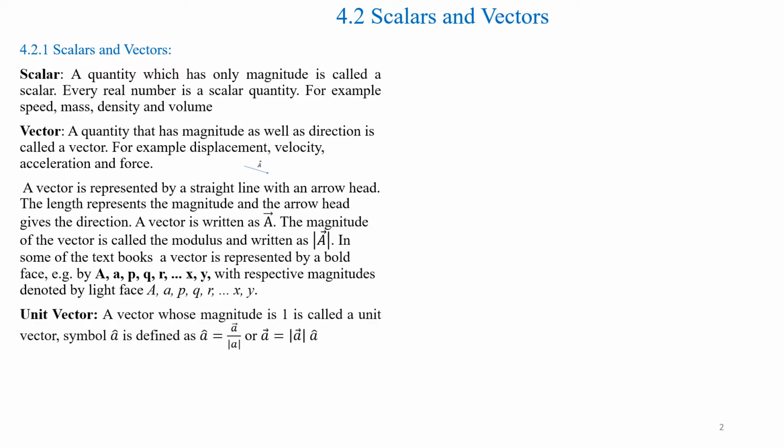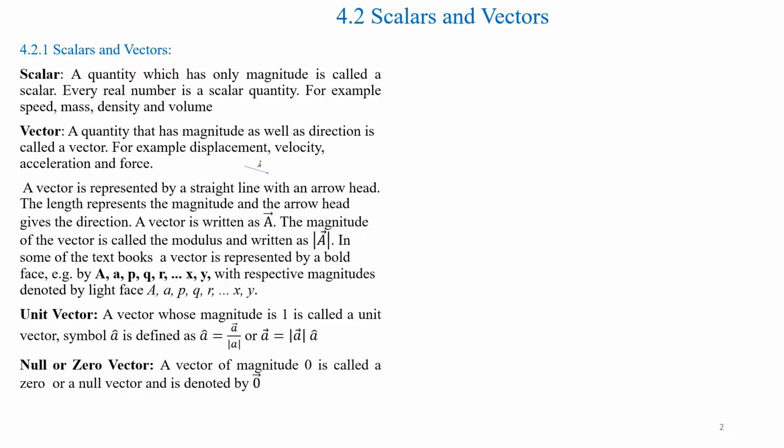Unit vector. A vector whose magnitude is 1 is called a unit vector and its symbol is a hat. You see, this is not an arrow, a vertical arrow you can call. This small a with a hat is defined as a unit vector and written as unit vector a is equal to vector a divided by mod a, or vector a equals mod of a into unit vector a. Please remember this.